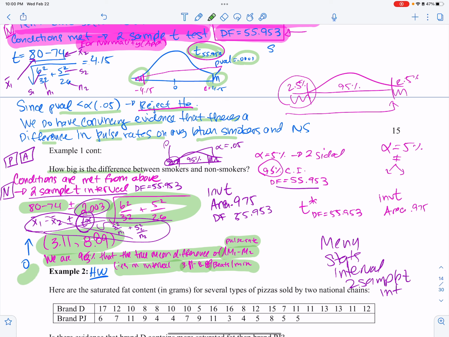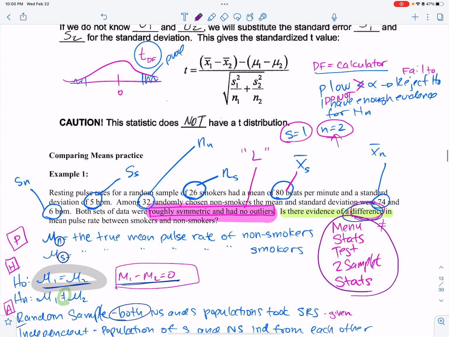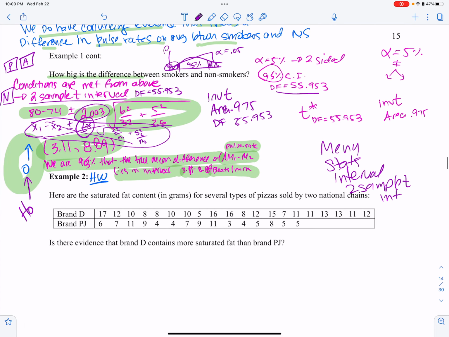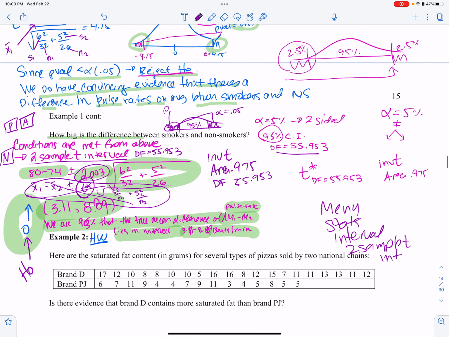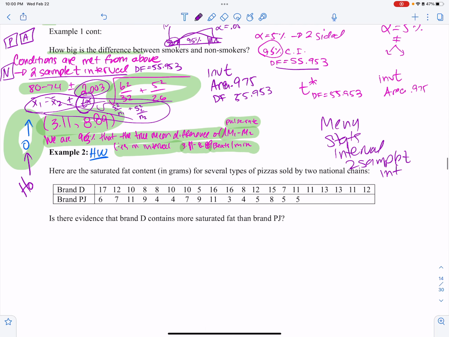Now guys, 0 is not in the interval. And so since 0 is not in the interval, that 0, by the way, came from my H0 in the other problem right here. And it's not in the interval, so it also would be a reject, which is the same conclusion. All right, I hope that helps you determine between a 2-sample t and a paired t.